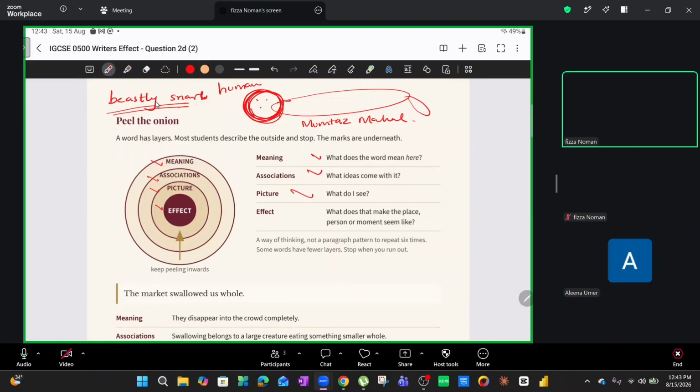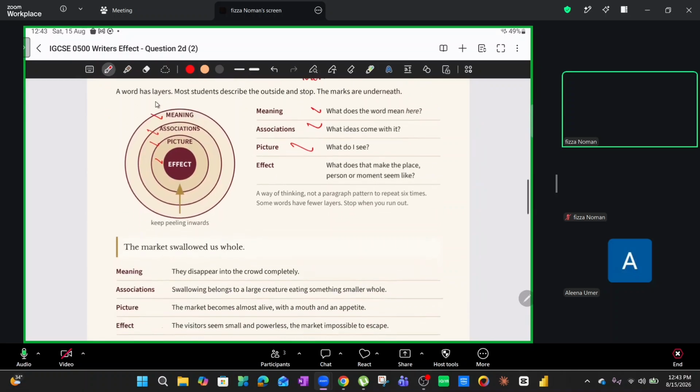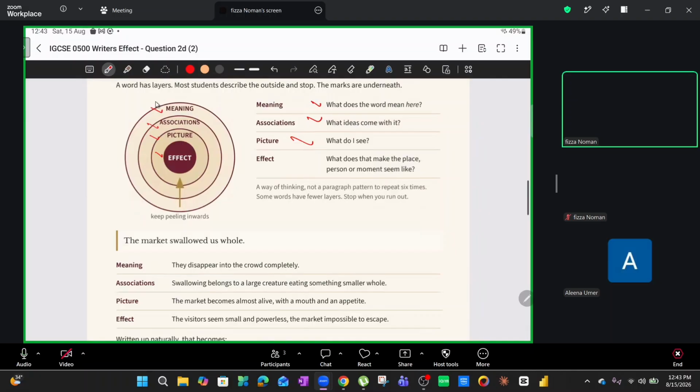No. Acha. So it is a way of thinking. It is not a paragraph pattern to repeat 6 times. Some words may have fewer layers. Stop when you run out. Cambridge का मतलब बेटा कभी भी ये नहीं होता कि you keep on writing a lot. You know? The point is not to write a lot. The point is to write concise, with precision, and make sure that it's controlled writing that's given the exact meaning that is being asked. Make sense?